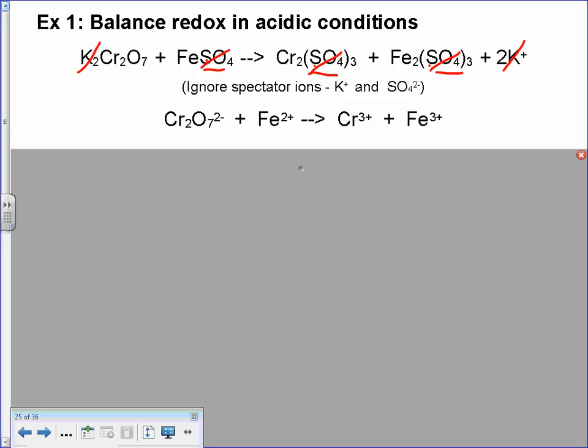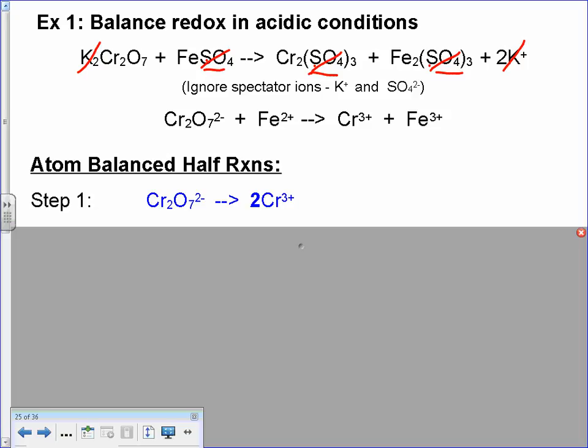Now, what are the two half reactions? We relate them. We see which reactant went to which product based on similarity. So one of the half reactions is going to be dichromate going to chromium 3+. You always want to leave some space on the left and the right of this, so write this in the center of your paper.